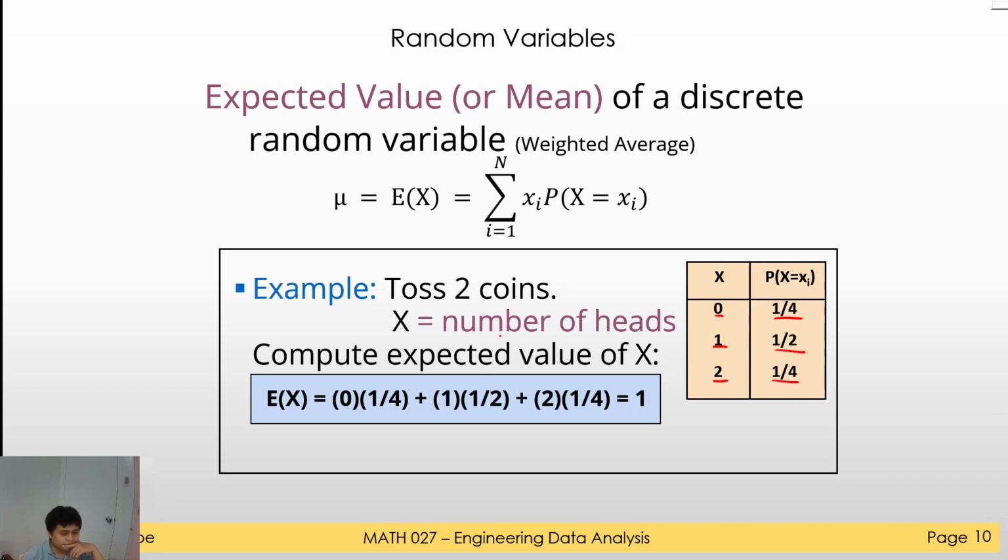So the total of that will be equal to 1. So the mean or the expected value, which is synonymous, is equal to 1 for this case, no? For tossing two coins, and the random variable is the heads.